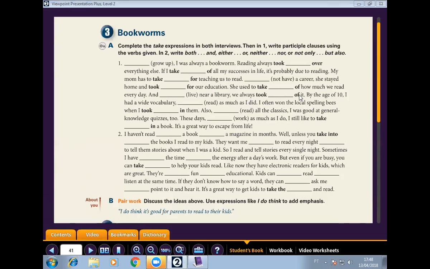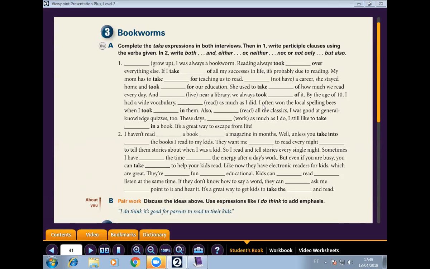So by the age of 10, I had a wide vocabulary. And here, reading or having read, what do you think it is? Both. You can say reading as much as I did or having read as much as I did. No problem. Both would complete the sentence.